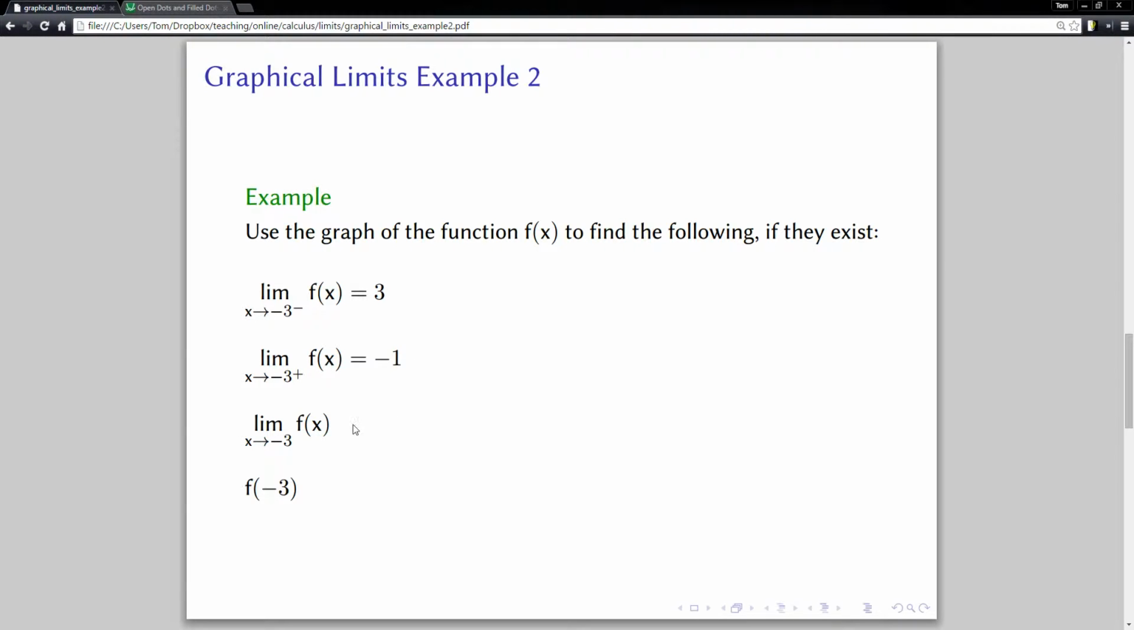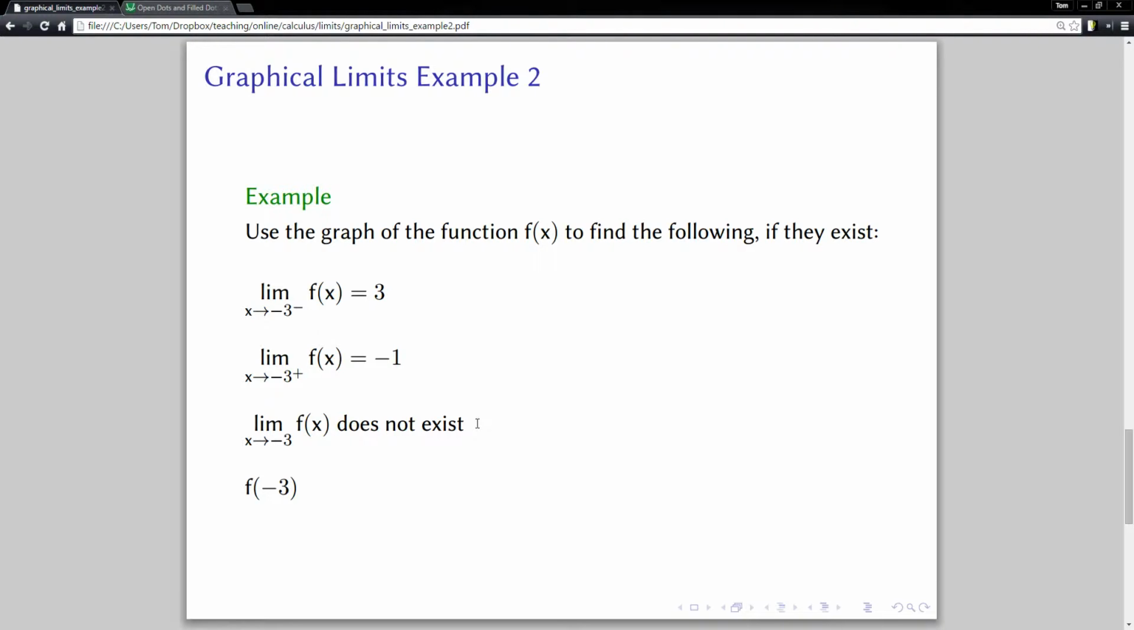So therefore we know what the two-sided limit is going to be. Here, both the one-sided limits exist, but the issue is that they are not equal to each other. One is 3, and the other is negative 1. So therefore, the two-sided limit is not going to exist. If the one-sided limits are not equal to each other, that automatically makes the two-sided limit not exist.